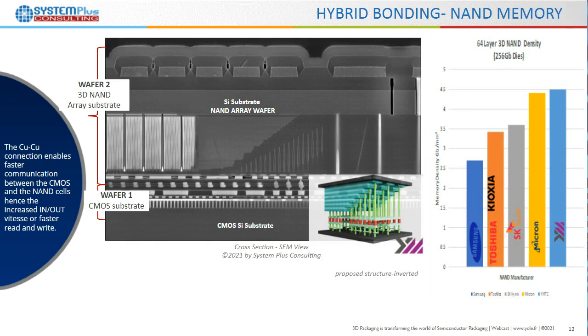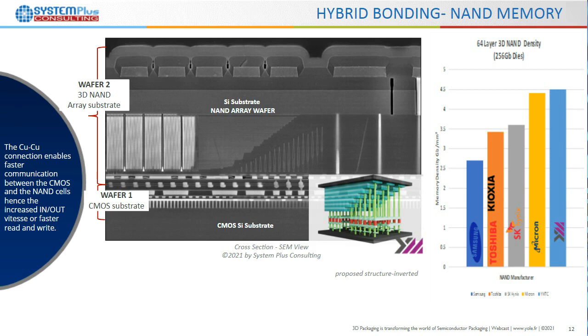So here, let's move on to the hybrid bonding that is being used by YMTC. This is the application in memory that was used by YMTC. So YMTC, what did they do? They made the logic wafer on its own and the NAND array wafer on its own, and joined them together using the hybrid bonding technology.